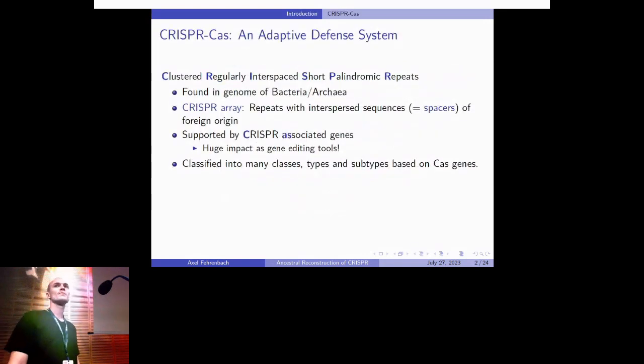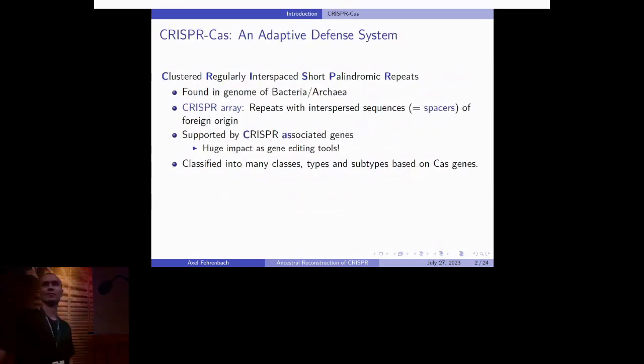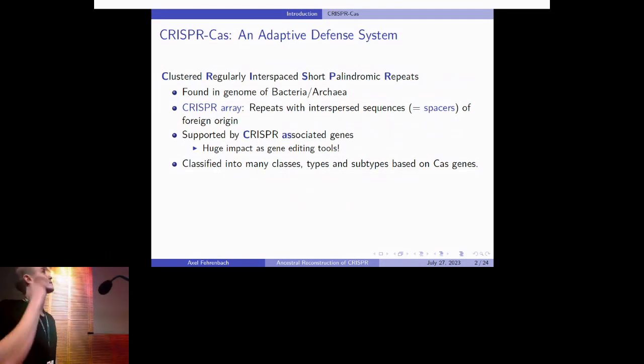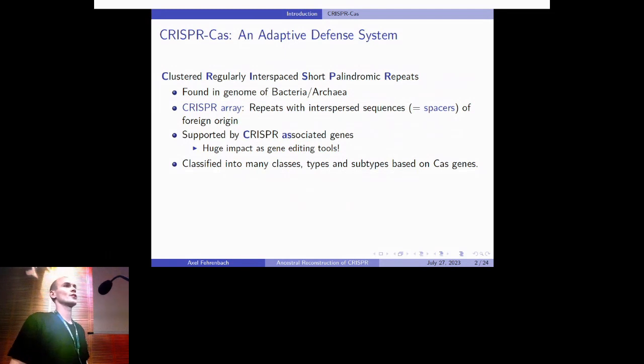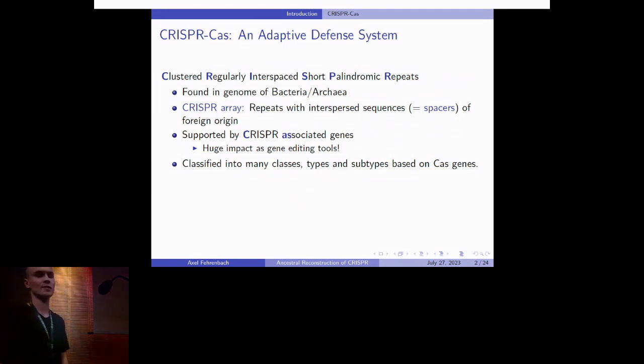First, what is a CRISPR array? I mean, not everybody is maybe aware of that. CRISPR arrays are found in the genome of bacteria and archaea. So you have this CRISPR array, which is just repeats with interspersed sequences, which are called spacers. And they are actually of foreign origin, not from the bacteria. And they're supported by CRISPR-associated genes, which are actually like the tools that people are using to do gene modification.